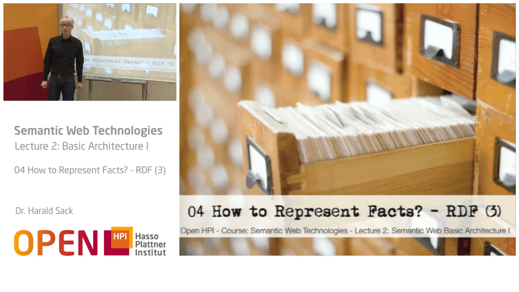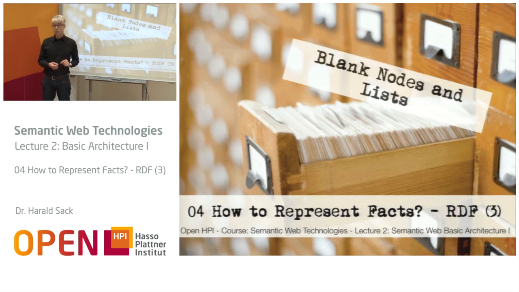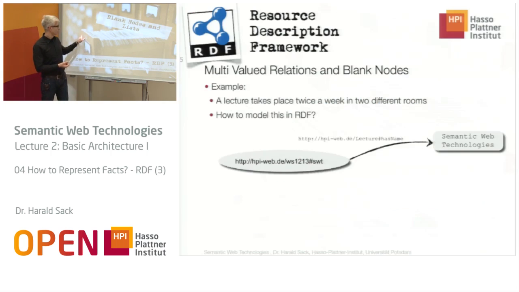Today, we are again talking about the Resource Description Framework, which is used to represent facts in the semantic web. In particular, we are going to talk about so-called blank nodes, which are nodes that have no unique name and potentially are not referenceable. And we will talk about aggregations of facts in the form of lists. So let's start.